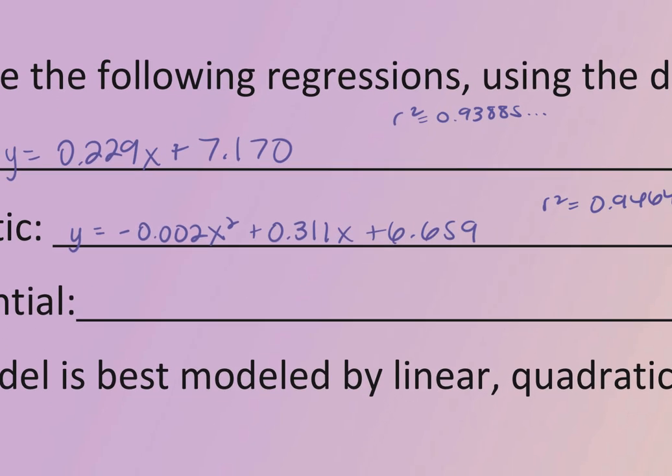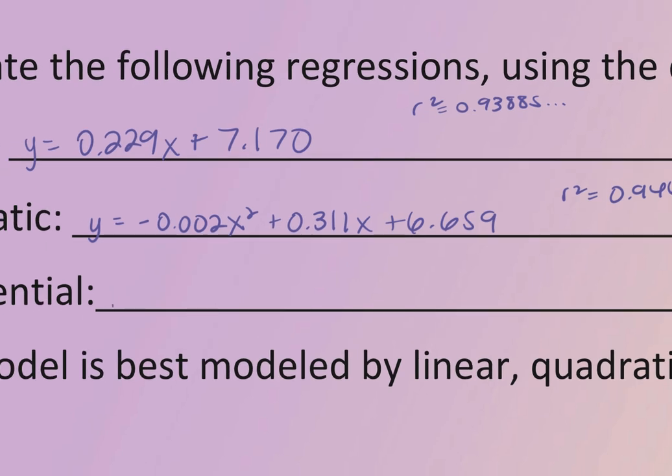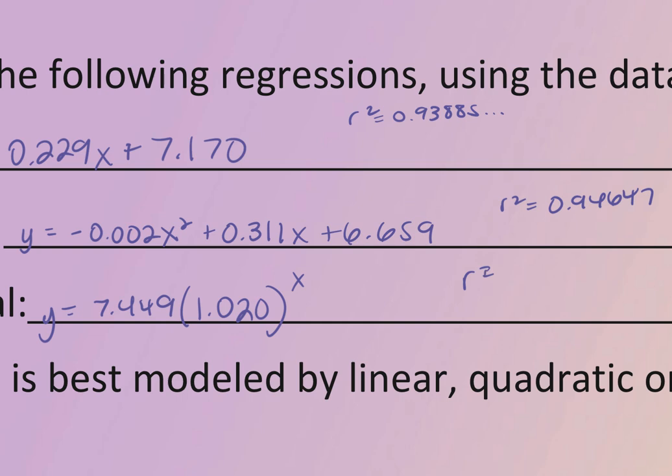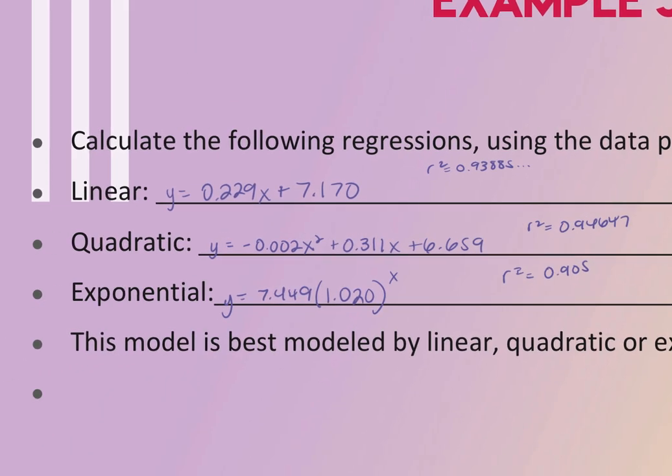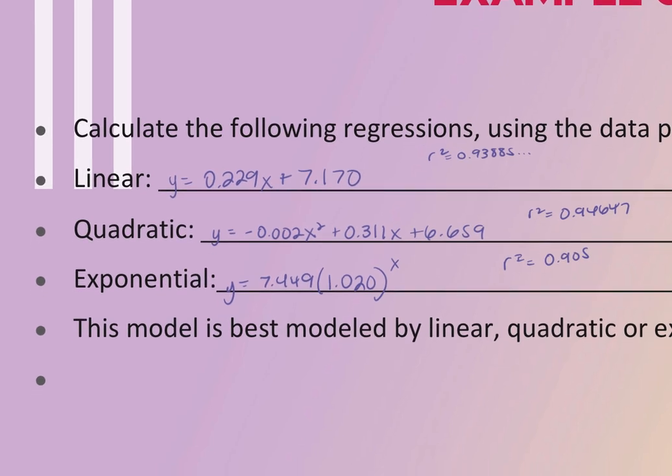Then I'm going to run my exponential. I'm storing it each time just in case. And I get y equals 7.4489, so 9, times 1.0198, so the 8 bumps the 9 and the 9 bumps the 2, to the x. And this r squared is 0.905. So of these, which is the best fit? Quadratic was my best fit.